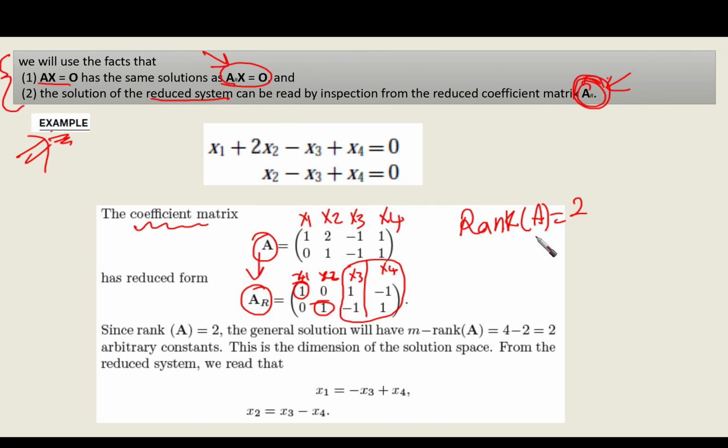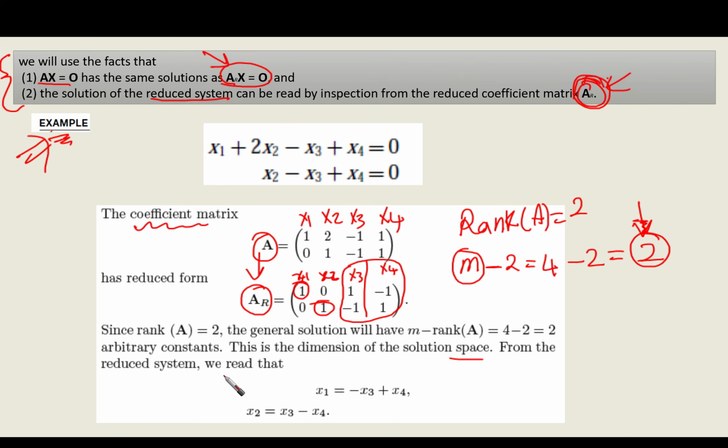So our general solution is going to have m minus 2, where 2 is the rank of A. How much is m? Exactly, we have four columns, so it is 4 minus 2, which is 2. We have two arbitrary constants, which are x3 and x4, as mentioned. So the dimension of our solution is going to be 2. This is the dimension of the solution space.